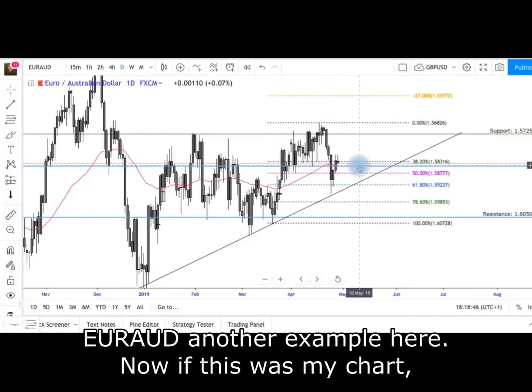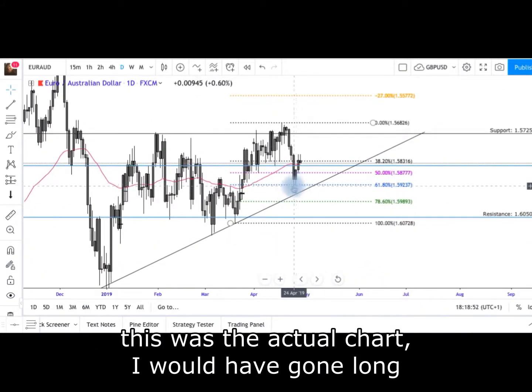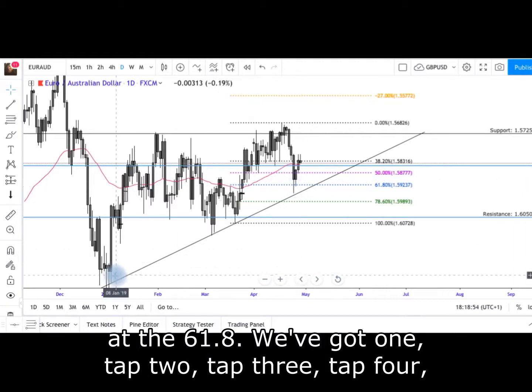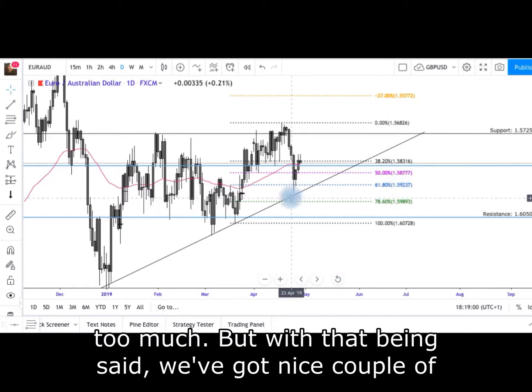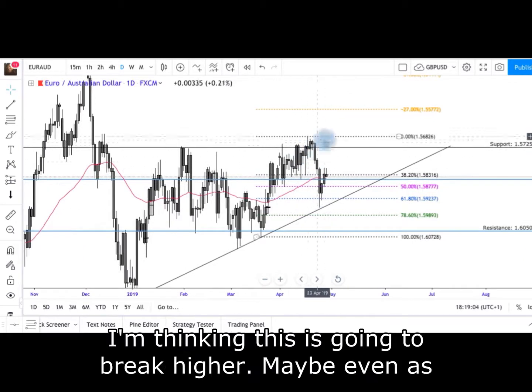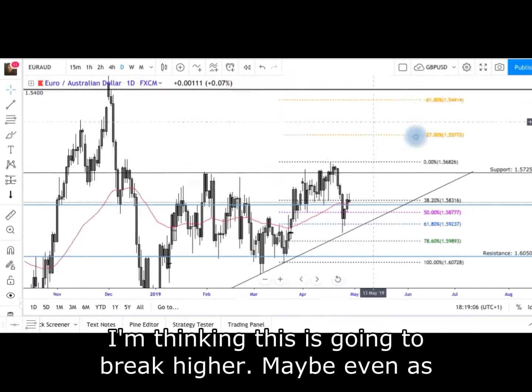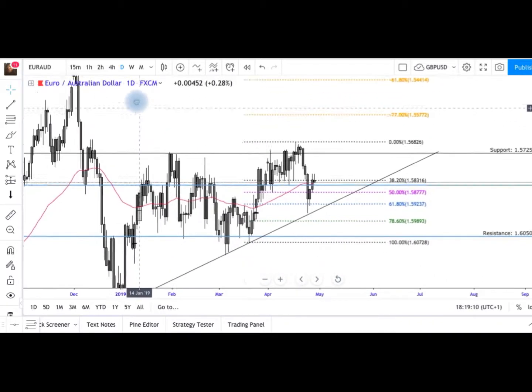Another example here. Now, if this was my chart, this was the actual chart, I would have gone long at the 61.8. We've got one tap, two tap, three tap, four. Fourth tap, we know that we don't really like the fourth tap too much. But with that being said, we've got a nice couple of confluences here. I quite like the look of this. I'm thinking this is going to break higher, maybe even as high as here. This is what I'm thinking to myself.